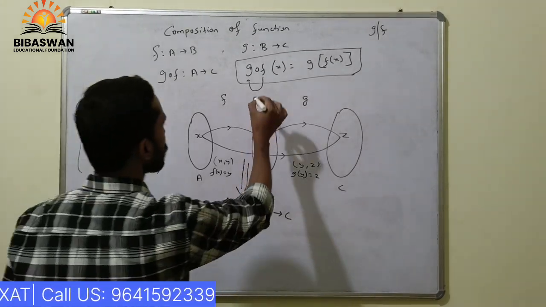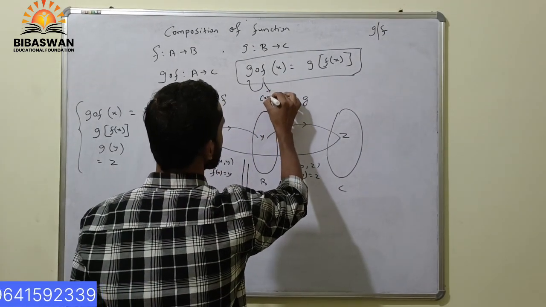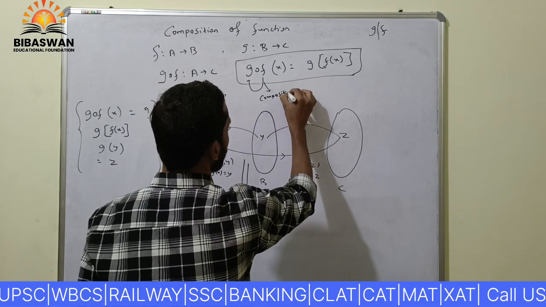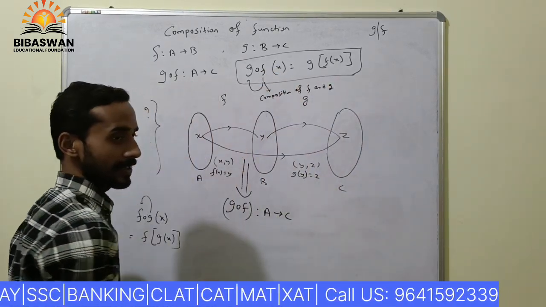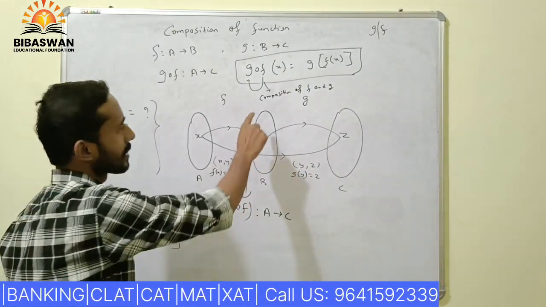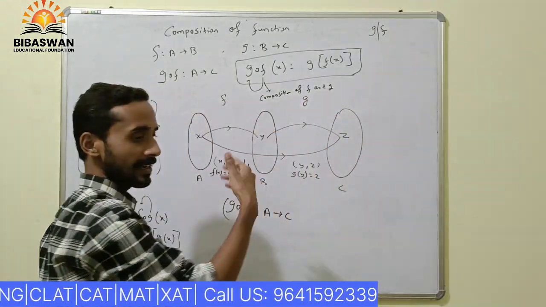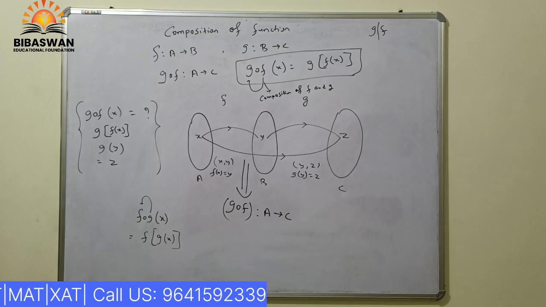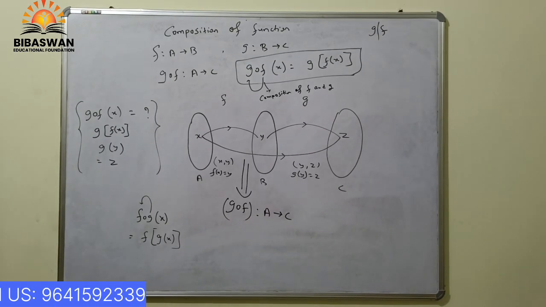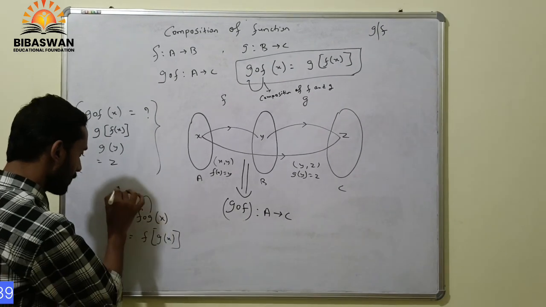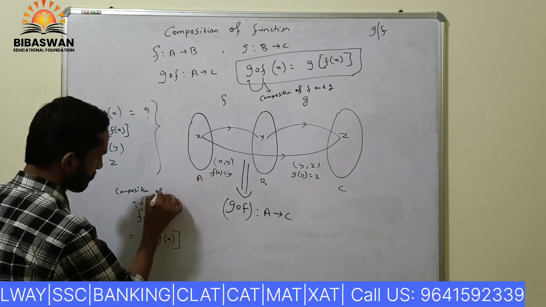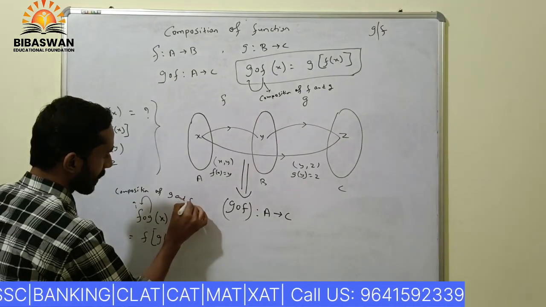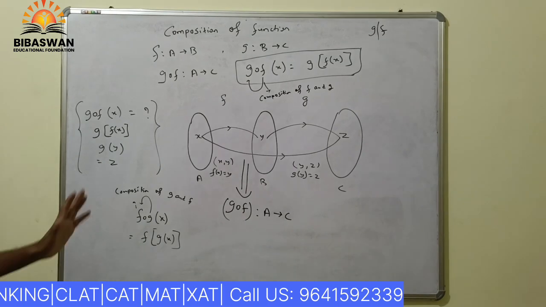You should write here a statement: composition of F and G. If it is written as GOF, you should write composition of F and G. We can study like that: composition of F and G, and here composition of G and F. Understood?